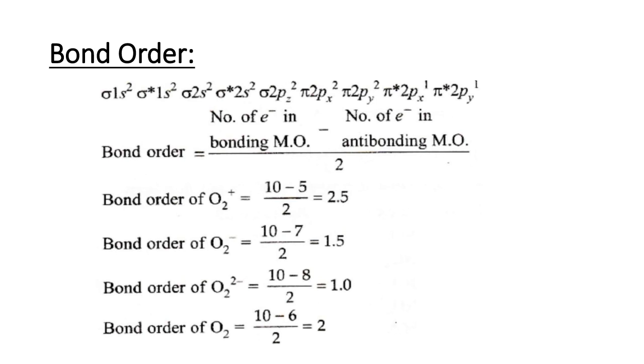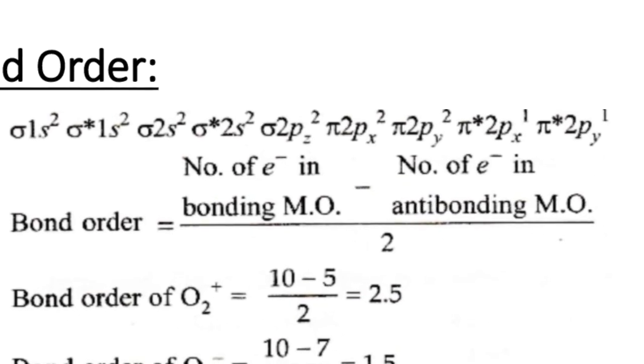Bond order is nothing but half of the difference between the number of electrons in the bonding molecular orbitals and the number of electrons in the anti-bonding molecular orbitals. This is the formula of the bond order. How to calculate the bond order?